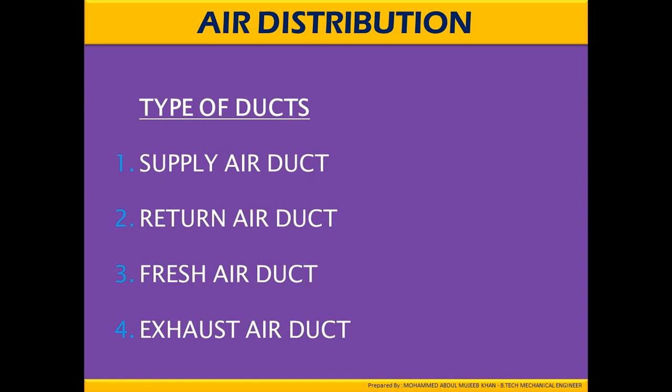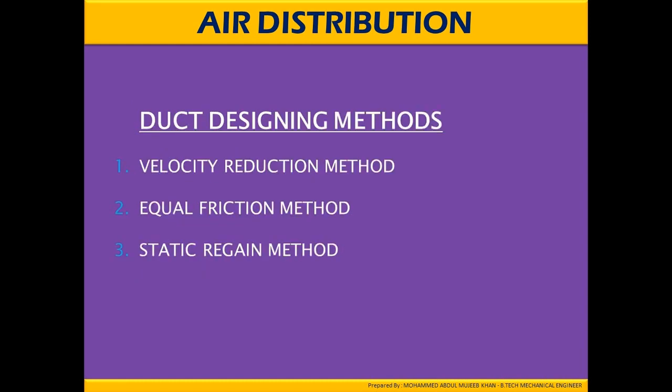Now let us see the different types of ducts, terminologies and their uses. The first is the supply air duct, return air duct, fresh air duct and exhaust air duct. Duct designing methods. Basically, the duct design sizing is done on three criteria: velocity reduction method, equal friction method and static regain method. These are the three different methods through which duct design can be done.